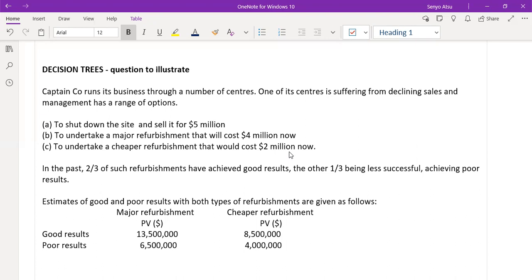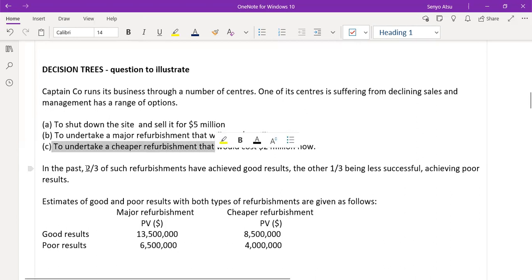Should we shut down the site that is suffering from declining sales and sell it for 5 million? So decision is shut down, outcome, get 5 million. Or two, should we undertake a major refurbishment? That's a decision. That decision has a cost, $4 million. Or decision, undertake a cheaper refurbishment that has a cost, $2 million.